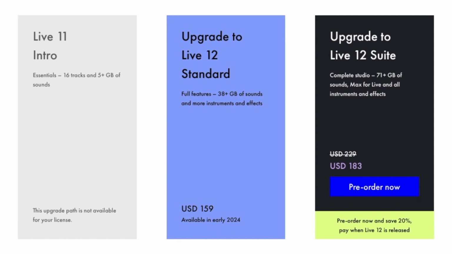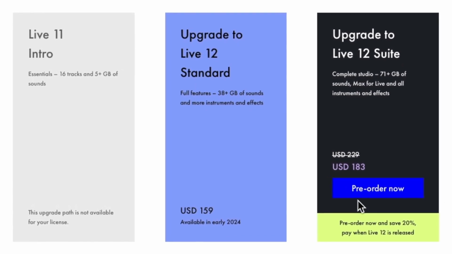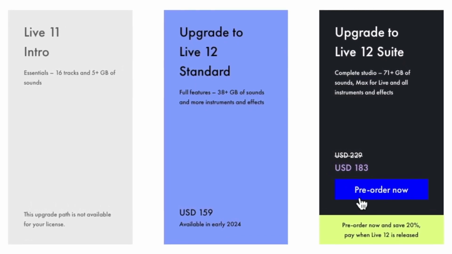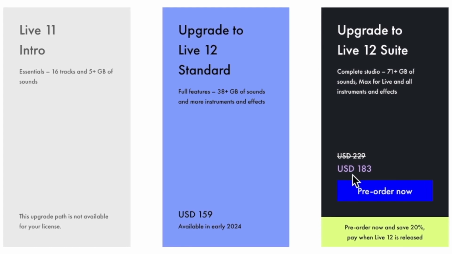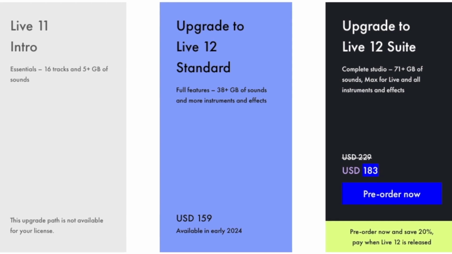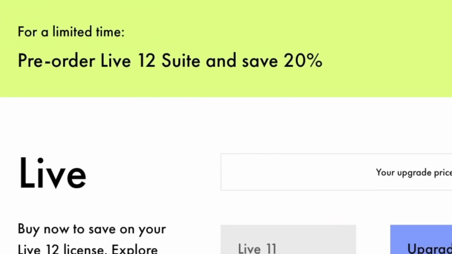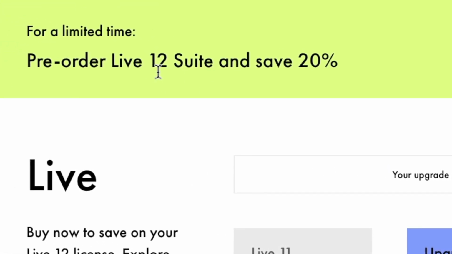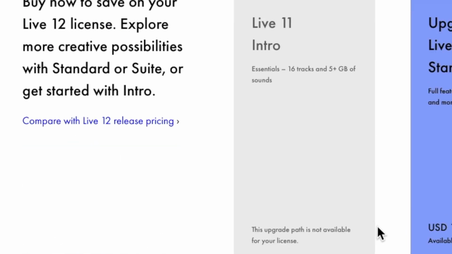Now let's take a look at the pricing, because come on, we got to upgrade again. So as you can see, I have the Suite version. So for me, if I want to upgrade to Suite, just to upgrade to 12 from 11 Suite, it's going to be $183. Now, there is a 20% pre-order sale, so I'm not exactly sure how long that's going to last or when does it actually come out. So if you want to pre-order it, you can save a little bit of extra money.